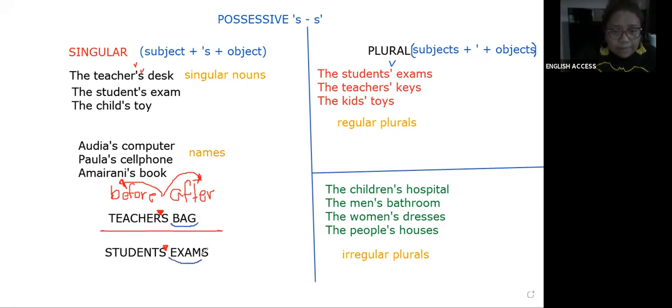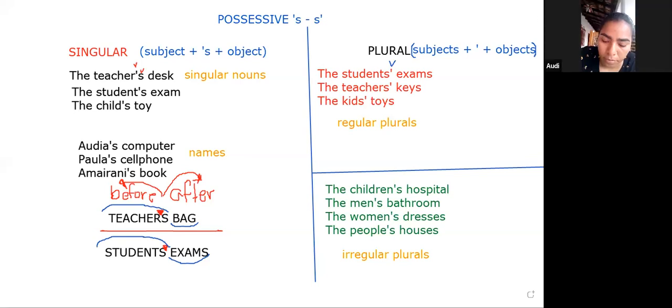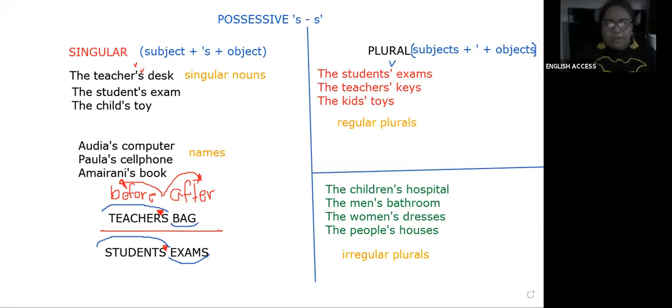Y acá abajo igual, ¿ok? Remember, this is the object and this is the subject. Okay? ¿Le quieren tomar screenshot o foto? Le pueden tomar y ya si quieren lo pueden pasar después a sus libretas. Okay?